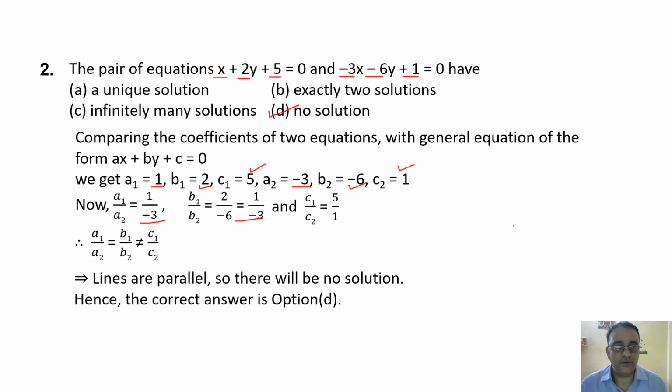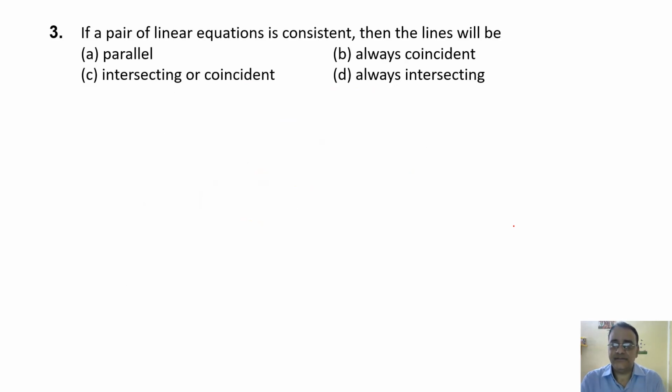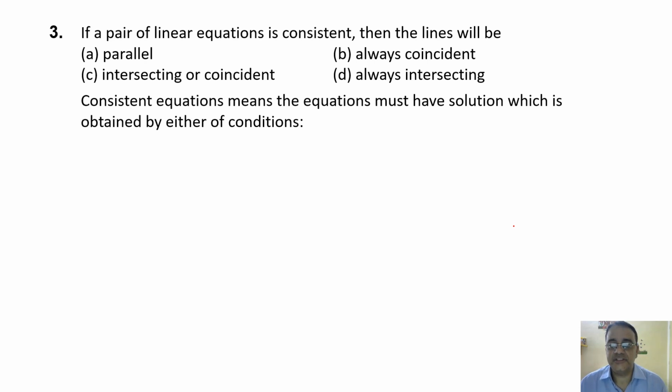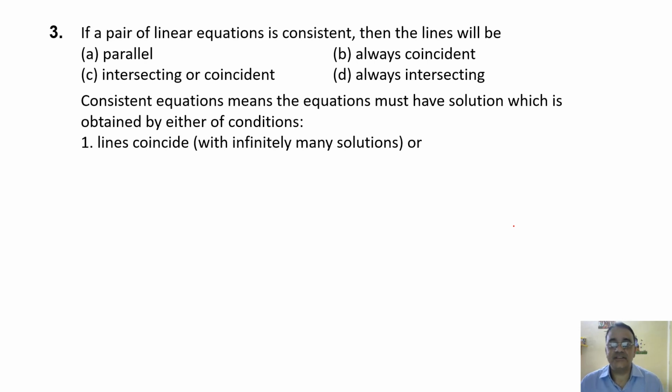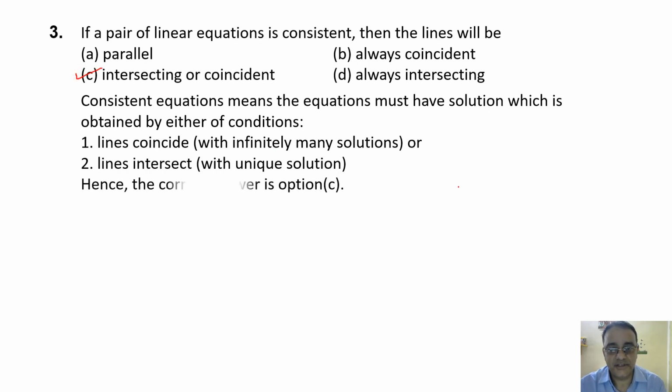Right. So now we are moving toward question number 3. If a pair of linear equations is consistent, then the lines will be. Consistent means there should be at least one solution, right? At least one solution. So that means unique solution or infinitely many solutions. Unique solution means intersecting lines and infinitely many solutions means coincident. Okay. So consistent equations means the equation must have a solution which is obtained by either of the conditions: lines coincide with infinitely many solutions, and lines intersect with a unique solution. So which option is the correct one? Option C, right.